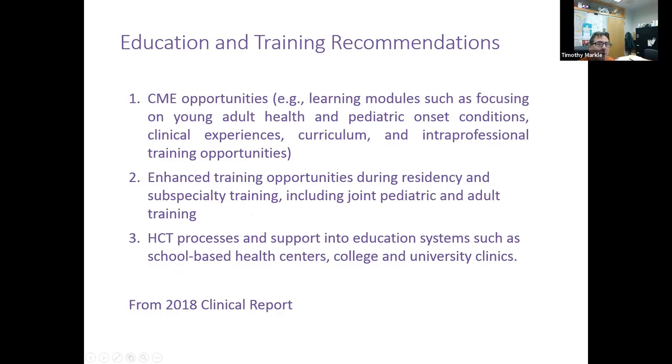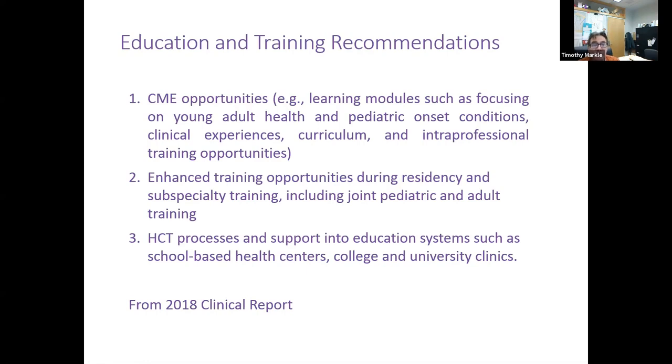And so they do make education and training recommendations. One of them is continuing to set up learning modules for CME opportunities. And this is also where the Youth Health Transition Initiative can come in and help with some learning about transition. But especially, the forming of maintenance modules: what does the pediatric condition look like in a young adult? And how could that be mediated between the two providers?